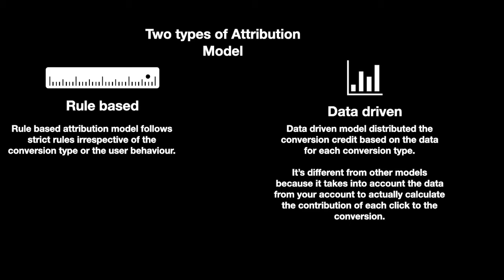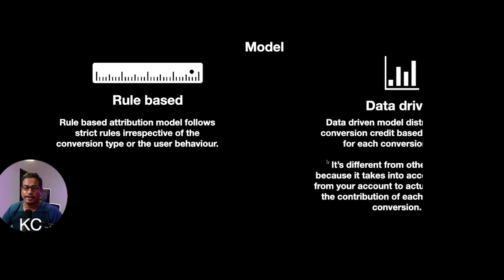The rule-based attribution model follows a set of fixed rules that you define, and it is important to note that it does not take into account the conversion type or the user behavior, because you have defined the rules, so it strictly goes by the rules. So that is a rule-based attribution model. Who defines it again? You as a business owner. On the other hand, you have a data-driven approach. The data-driven model distributes the credit of the conversion based on the data that it collected for the conversion type.